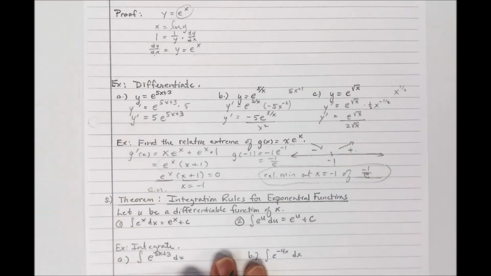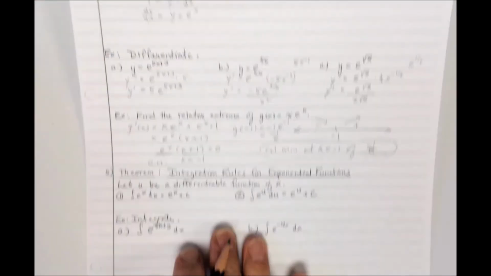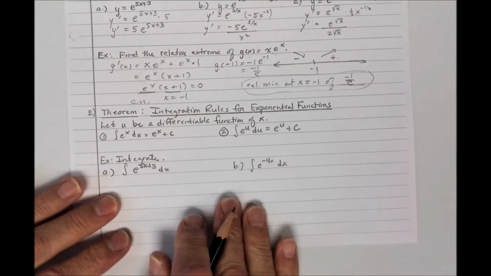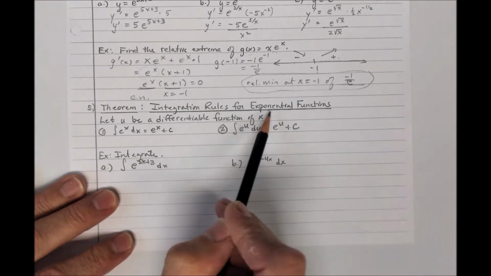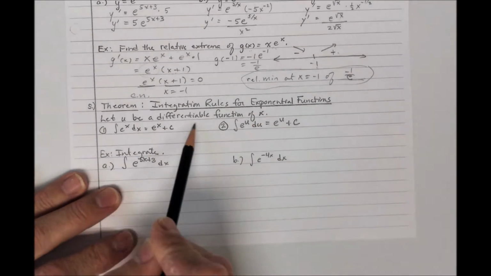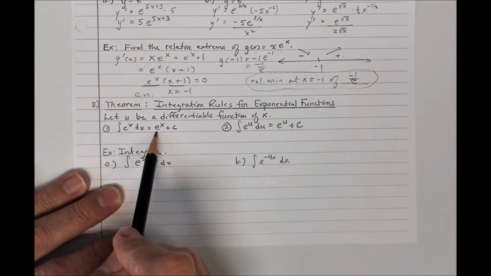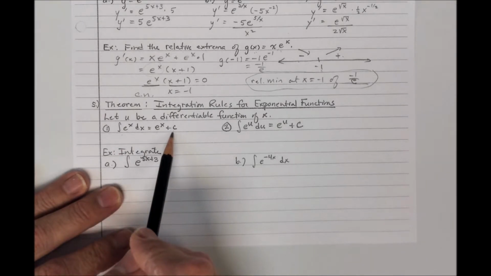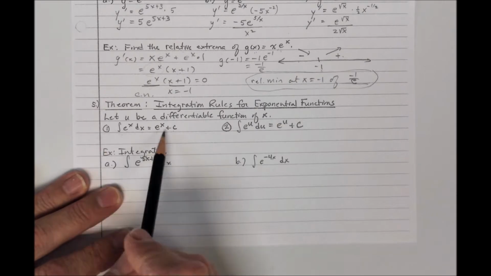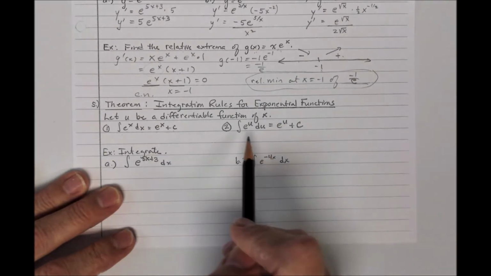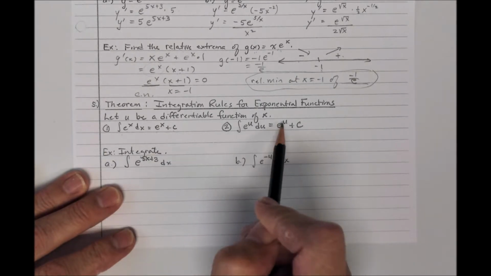All right, well, where there are differentiation rules, typically there are integration rules, and this section is no different. The integration rule for exponential functions: let u be a differentiable function of x. Then the integral of e to the x dx is e to the x plus a constant. That makes sense because we just said it was its own derivative, so it's its own integral plus a constant. And the integral of e to the u du is e to the u plus a constant.